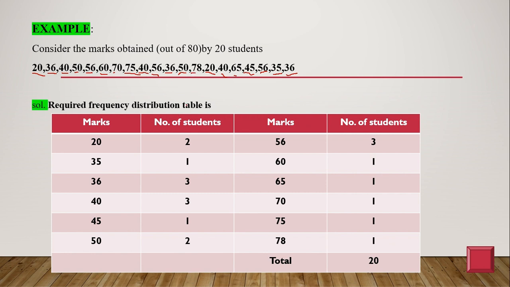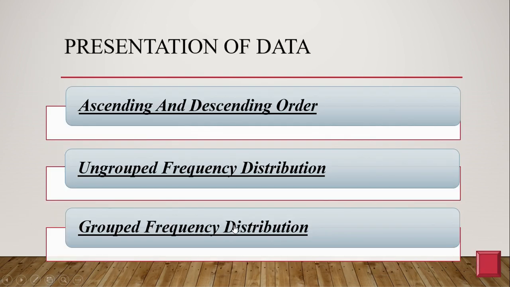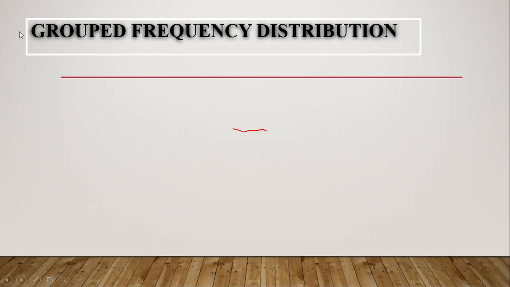So by calculating the frequencies, we can form a frequency distribution table like this. And if you add the frequencies, we will get the number of students, 20. So your answer is right. Now we'll go with the next one, grouped frequency distribution.